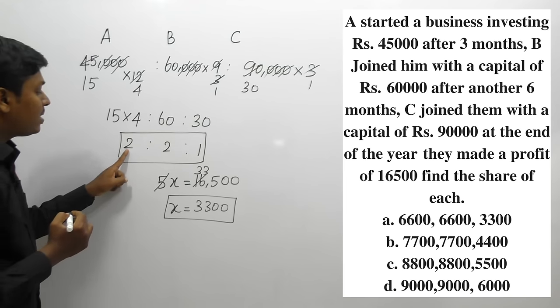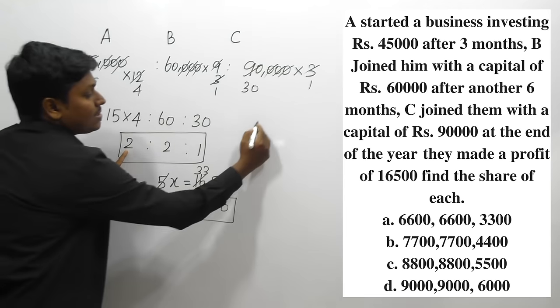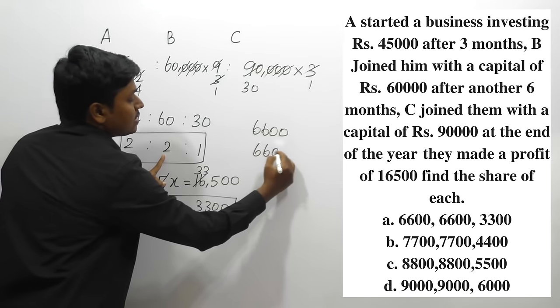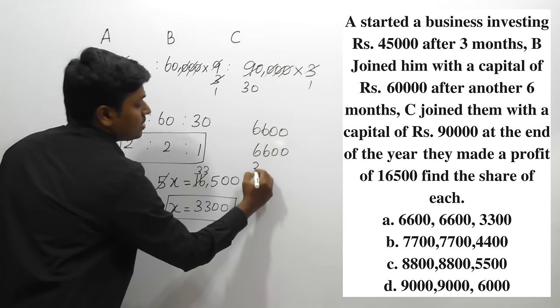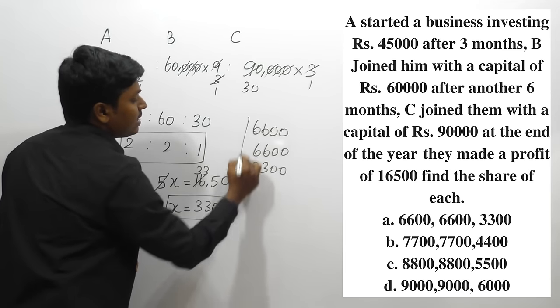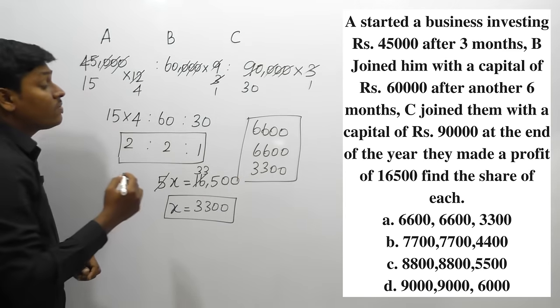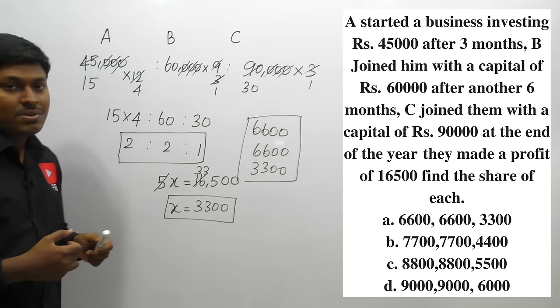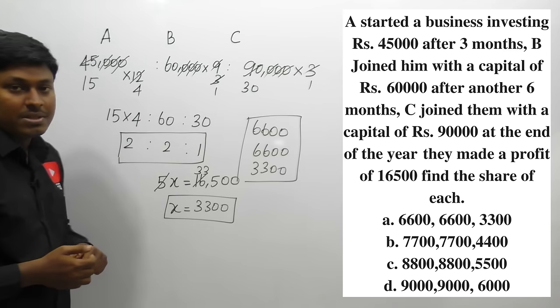So the share for the person A is 2 parts, right? So this will be 6600. Similarly the second person is also 6600, and the third person is 1 ratio, that is 3300. So friends, finally we can say that the shares of the persons A, B, C will be 6600, and the second person is also 6600, and the third person will be 3300.